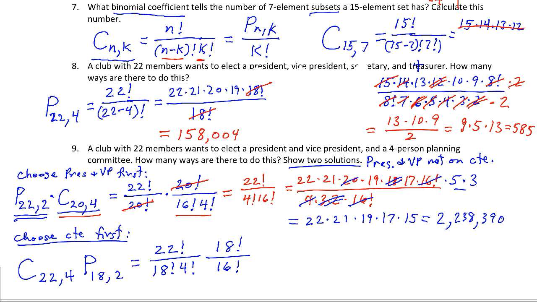And what am I going to get here? Let's cancel out our 18 factorials, and yes, we get 22 factorial all over 4 factorial, 16 factorial. Same thing that we had above. Okay, and so they're equal. So these are 2 different ways in which we can make those choices. No matter which order you do the choices, you get the same result. And I hope that helps.